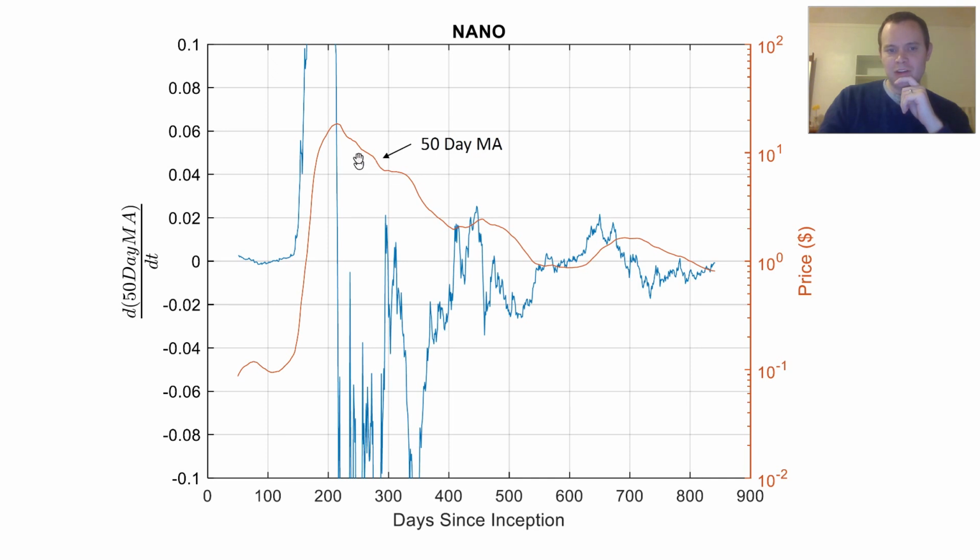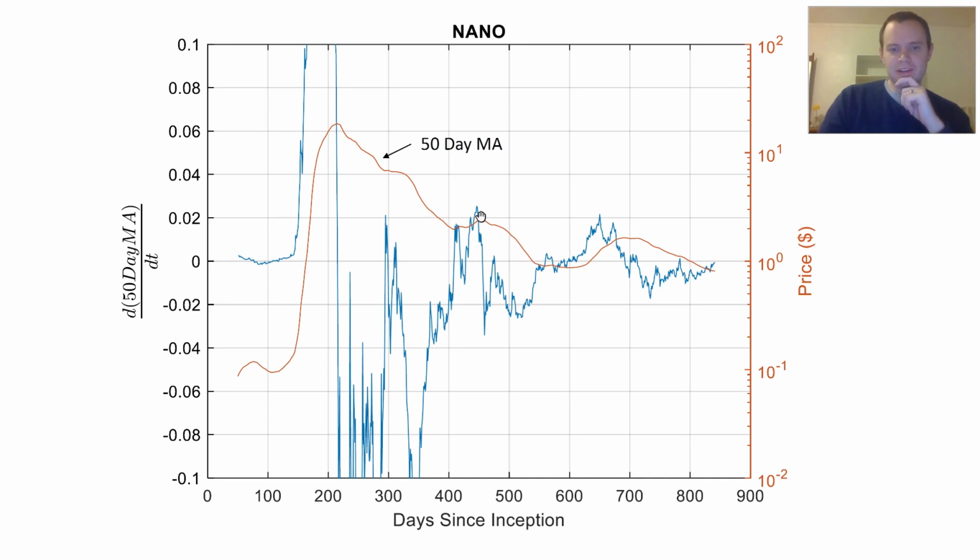So you can see that when the 50-day moving average is increasing, the derivative of it is above zero. Here you can see it starts to go up, and that's when it crosses zero. When it starts to go down, right here, the derivative is below zero. So remember, when it's below zero, the 50-day moving average is decreasing.